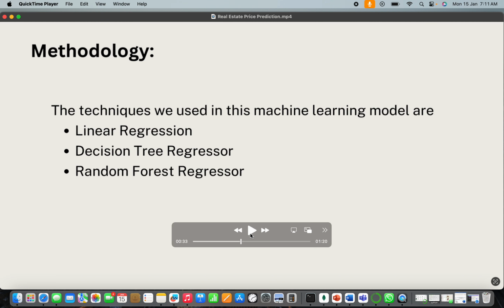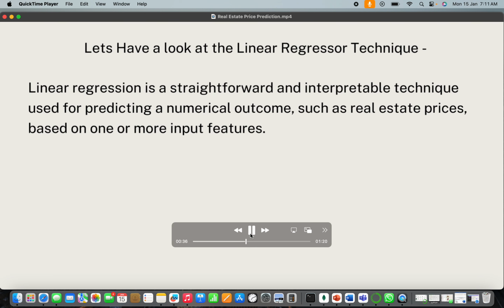So, methodology. We have used three techniques in this model. The first technique we have used is linear regression, the second is decision tree regressor, and the third is random forest regressor. Let's have a look at the linear regression technique. Linear regression is a straightforward, interpretable technique used for predicting a numeric outcome such as real estate prices based on one or more input features.